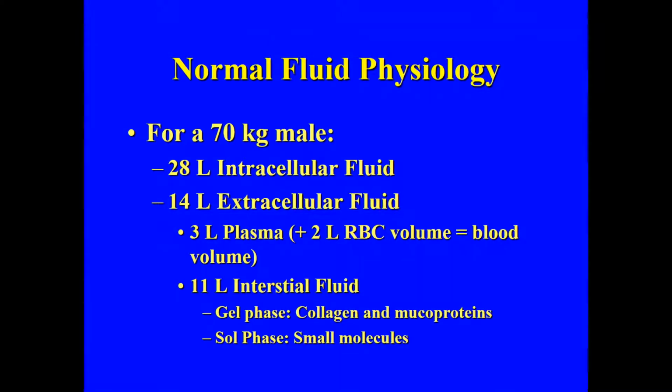In addition to the circulating blood volume, there is an 11-liter interstitial fluid volume, which consists of two phases: the gel phase, which is soluble collagen and mucoproteins, and the sol phase, which is small molecules in a thinner solution.